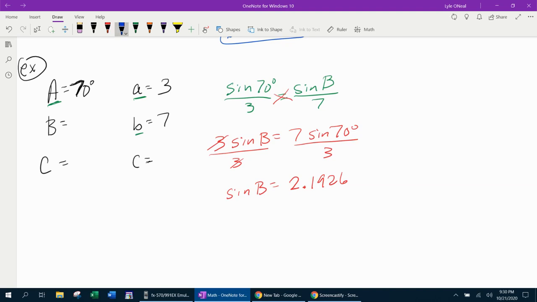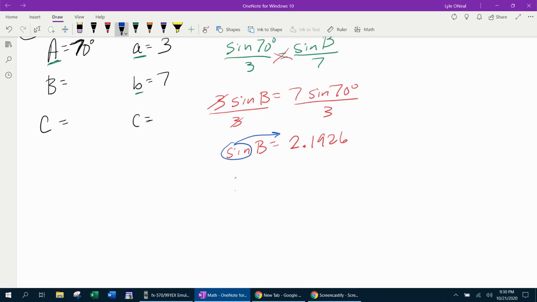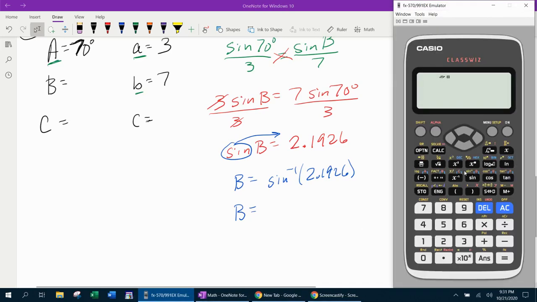Okay. Next step, if we're going to solve for angle B, we have to bring the sine to the other side, which is going to make that inverse sine of 2.1926. So then if I bring up my handy dandy calculator, we're going to do inverse sine of 2.1926.